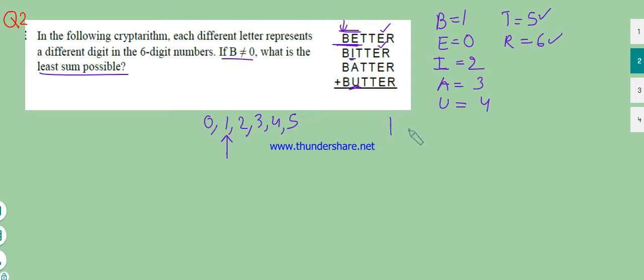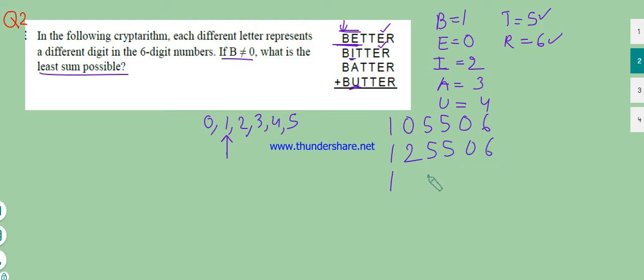So B is 1, E is 0, T we have taken as 5, and E again 0, and R is 6. Again B is 1, I is 2, 5, 0, 6.